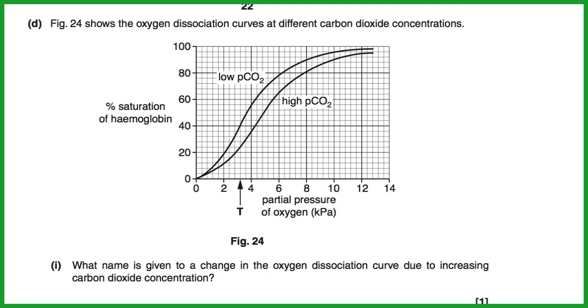So figure 24 shows the oxygen dissociation curves at different carbon dioxide concentrations. So at a low partial pressure of oxygen, you've got this curve, and at a high partial pressure, this curve. Now, what name is given to the change in the oxygen dissociation curve due to increasing carbon dioxide concentration? Well, you should know that this is called the Bohr shift, and that's caused by the carbon dioxide.